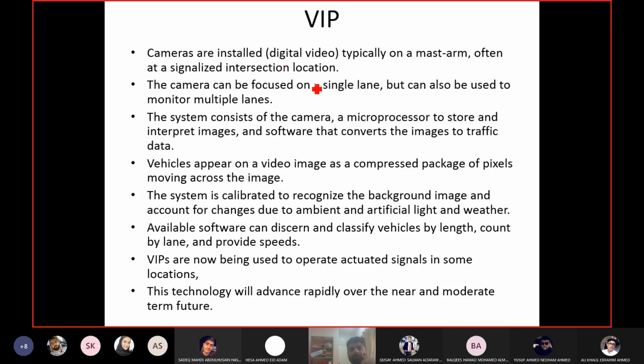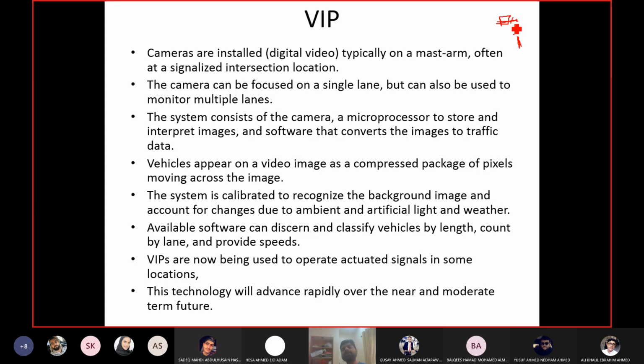Okay. One of the technologies which I discussed in the previous slide as well was VIP. VIP means what? Very important person, right? No. VIP means video image processing. So video image processing means you have cameras which are capturing the video, and the best place for them to be installed is on the mast arm of a signal. So mast arm of a signal is this one. This is the pole of the signal. So sometimes the signal is installed on this pole directly, and sometimes you have an arm which is extending towards the road, and the signal is installed on this arm.